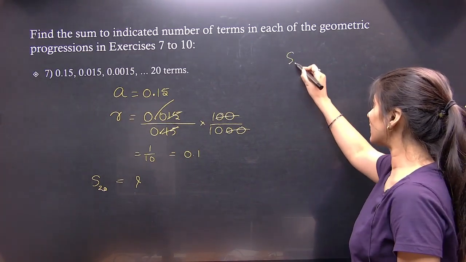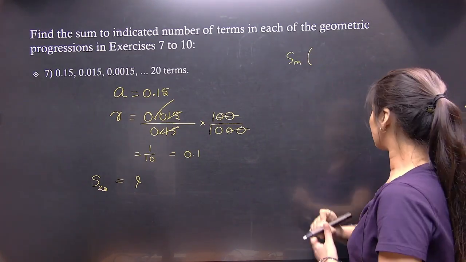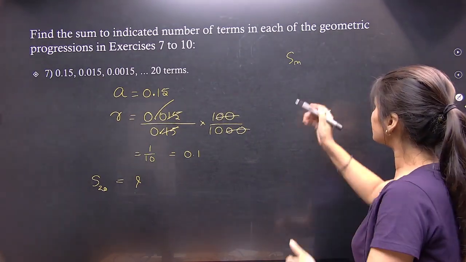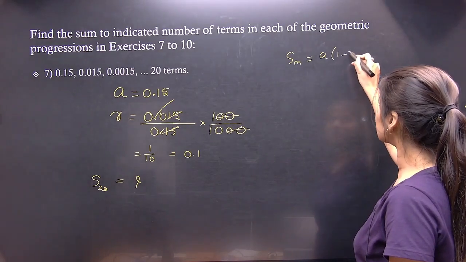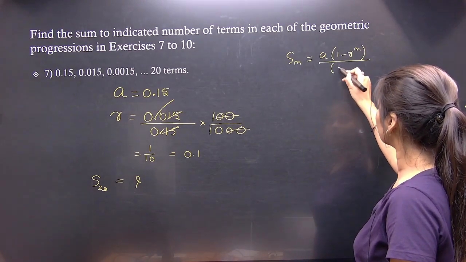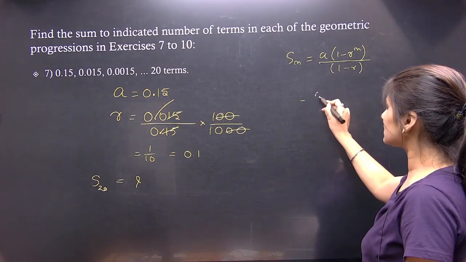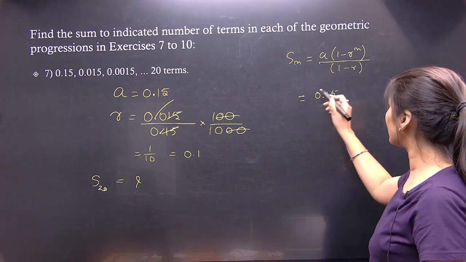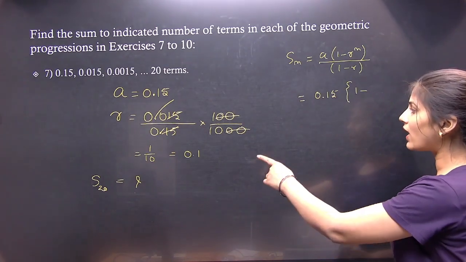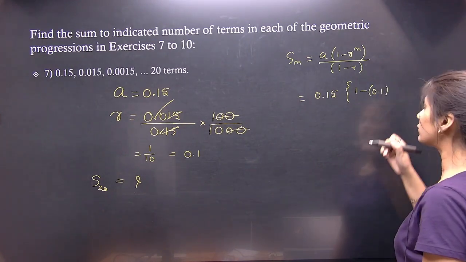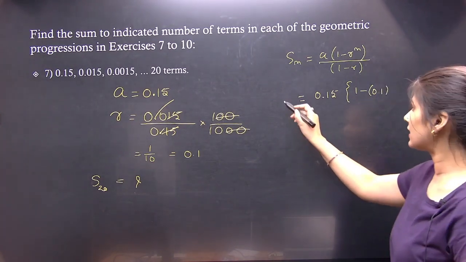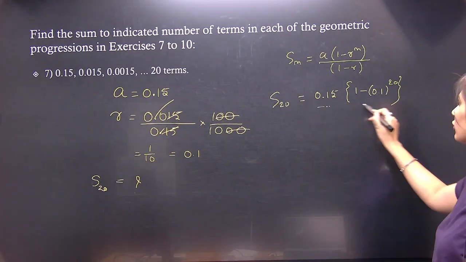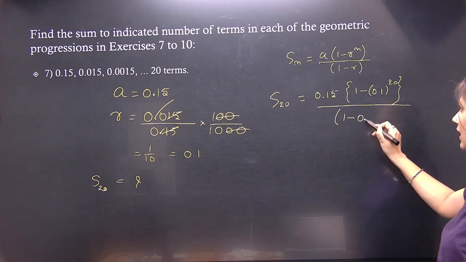So which formula are we going to take? Sn is equal to a(1 minus r^n) by 1 minus r. So a is 0.15. 1 minus the value of r, which is 0.1, to the power n, which is 20 here, since we are finding the sum of 20 terms. And at the denominator we have 1 minus r.